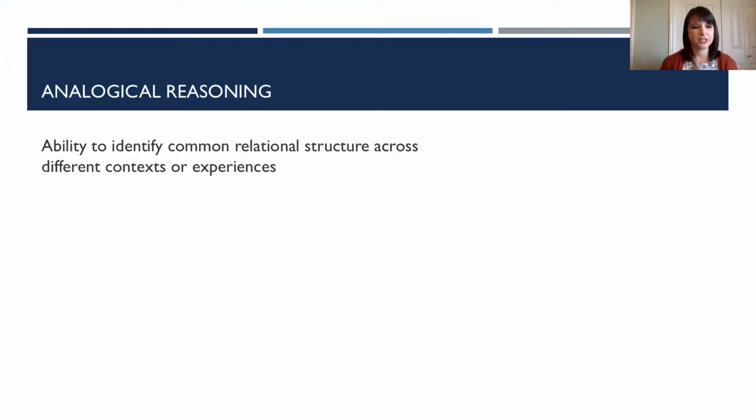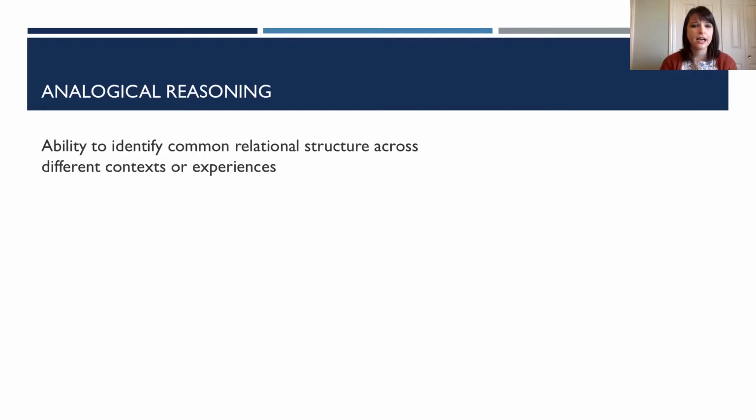So to start with a brief definition, I know most of you know what analogical reasoning is, but I like to give a working definition for how I'm conceptualizing it. For this talk, analogical reasoning is the ability to identify any kind of underlying schematic or relational structure shared between separate experiences or across contexts.